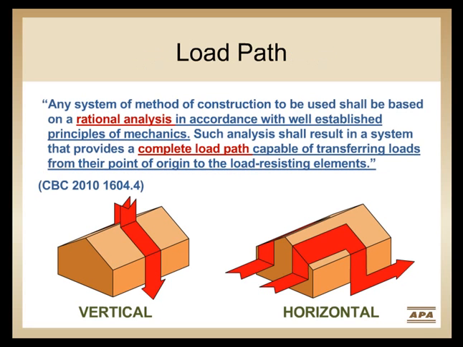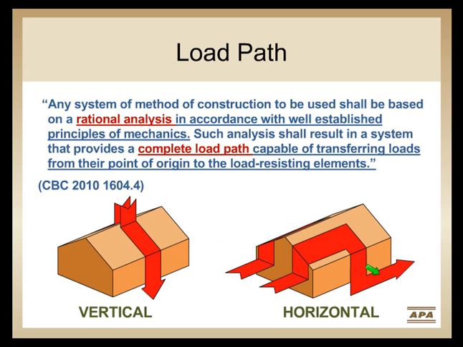Building code says that we need to make sure we provide a complete load path using rational analysis that's capable of transferring the loads from their point of origin to the load-resisting elements. And this needs to be done in both the vertical load path as well as our horizontal load path.